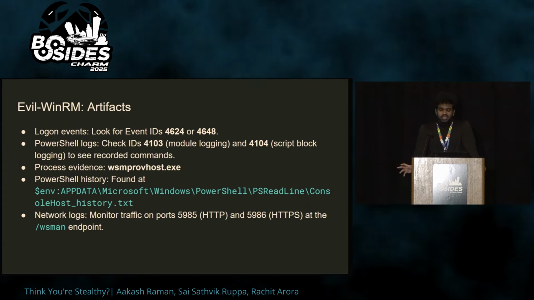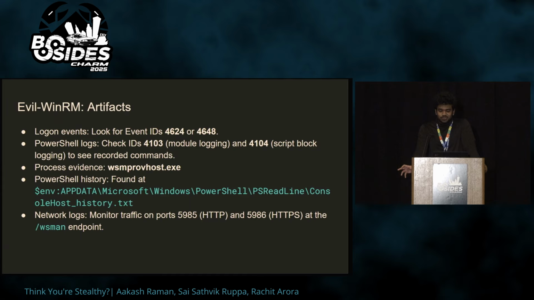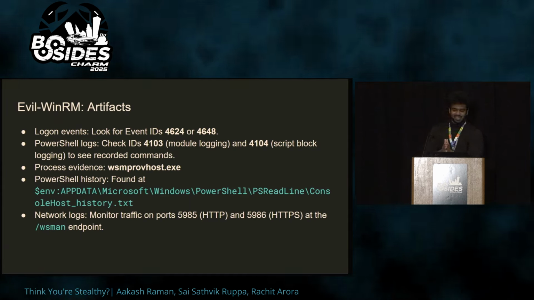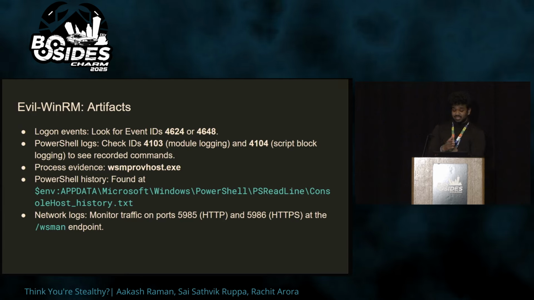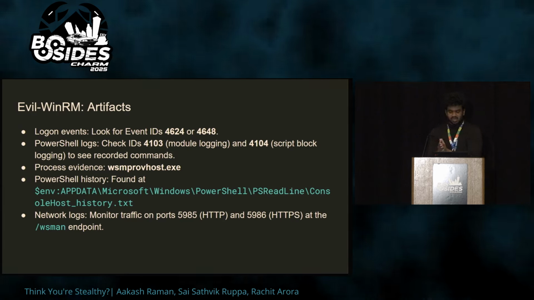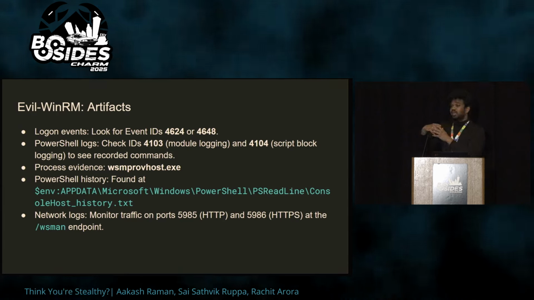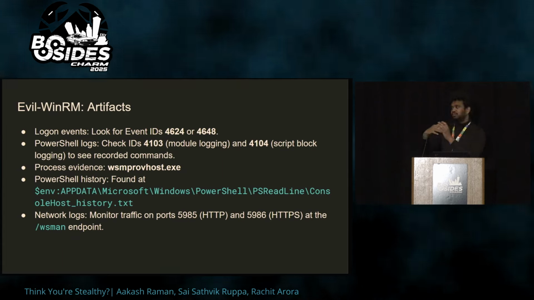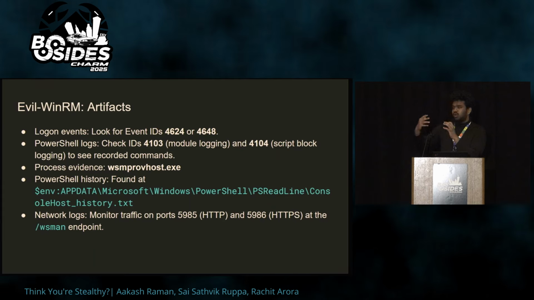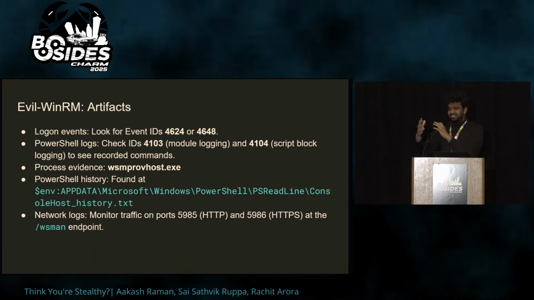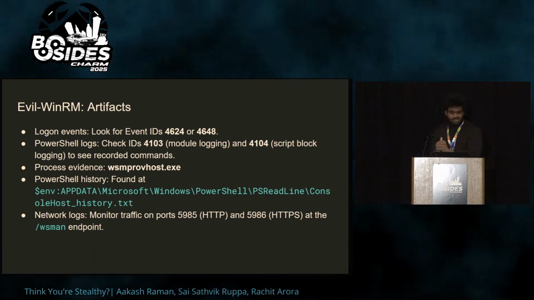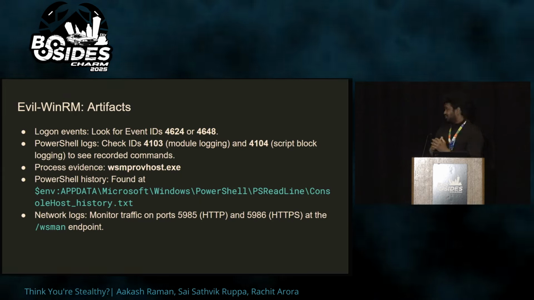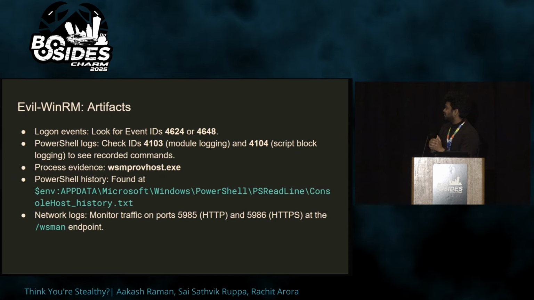Since this is a remote login, you should always keep an eye on event ID 4624 or 4625. This is very vague because there are so many logons happening on a Windows machine. There are some other event IDs like 4103 and 4104. These are not enabled by default, but 4103 is for module logging. For example, if you run a PowerShell script, it logs all the variables that are initialized and some PowerShell cmdlets, whereas event ID 4104 logs everything, the whole script. So make sure you enable them.